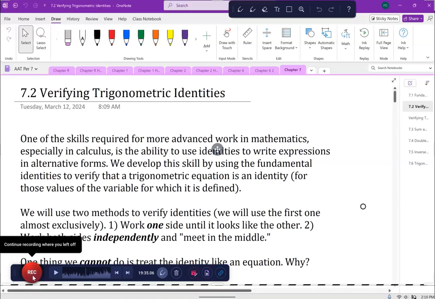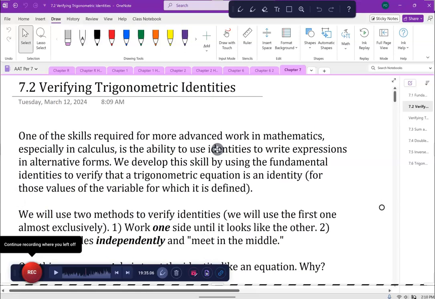Hey everybody, today we're going to take a look at 7.2, verifying trigonometric identities. Similar to what we did yesterday, but a little more complicated. Let's start by giving you a little overview.